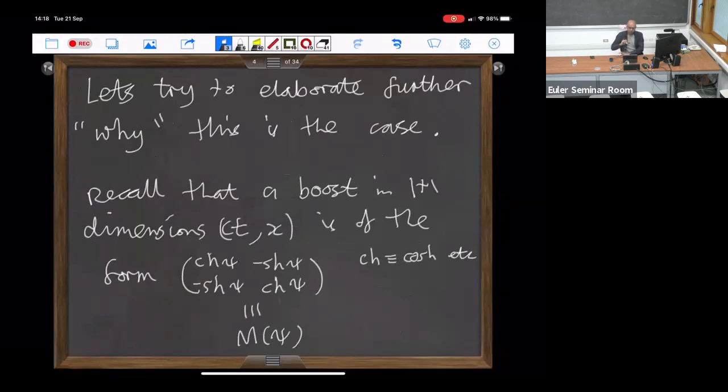Okay, I'm going to now. So this came out, and we've shown it, but I want to understand a little bit and elaborate on it a little bit further. Okay.